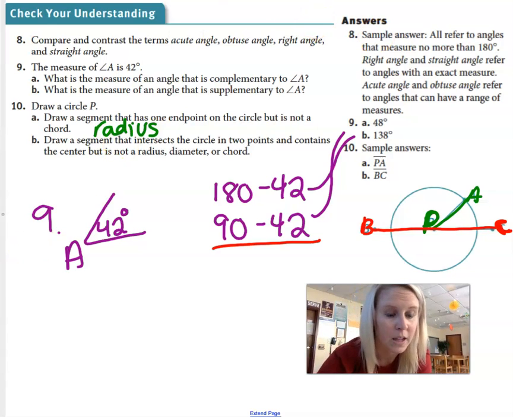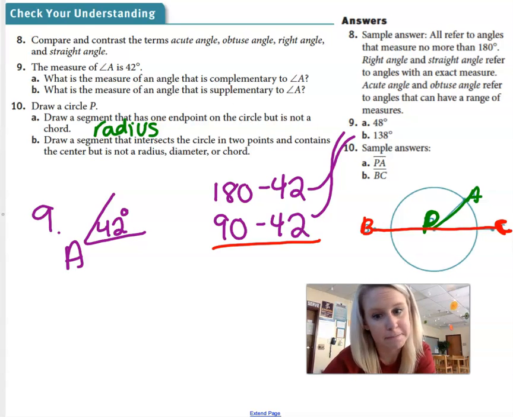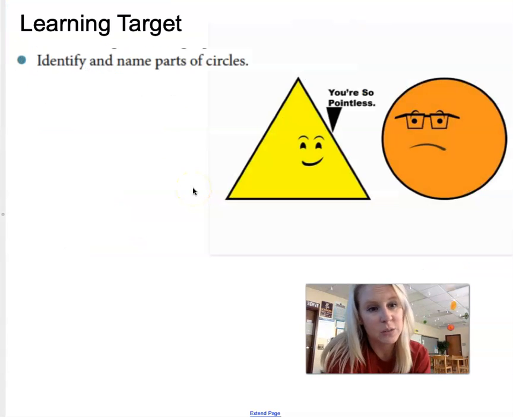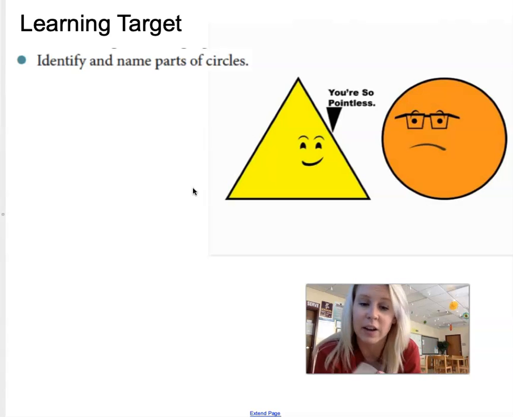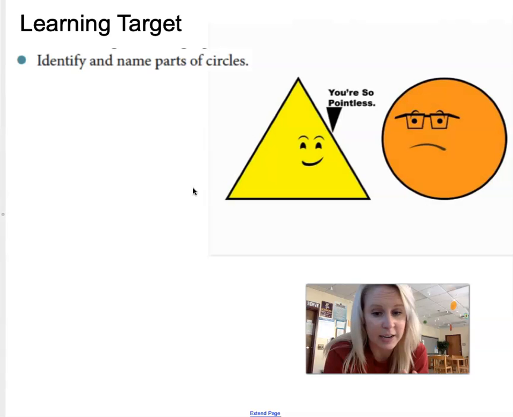All right, we're going to wrap up the lesson now. Let me know if you have any questions. Hopefully our learning targets were to identify and name parts of a circle. So hopefully you can identify a radius, a chord, and a diameter in the parts of a circle with the center. And then I end you with a joke.